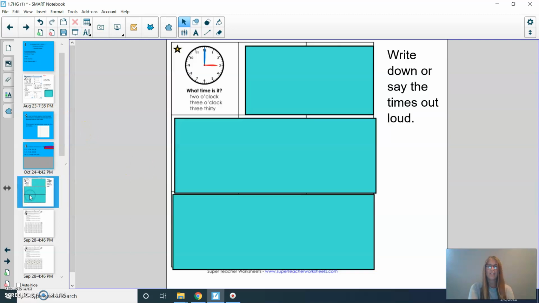All right, we are going to review a little bit about time. You don't have this page. This is just a page that I want you to follow along with. You can either write down the time or you could also say it out loud. Boys and girls, what time is it on this first clock? If you look below, these are like multiple choice. Is it 2 o'clock? Is it 3 o'clock? Or is it 3:30? If you said that it's 3 o'clock, that is correct.